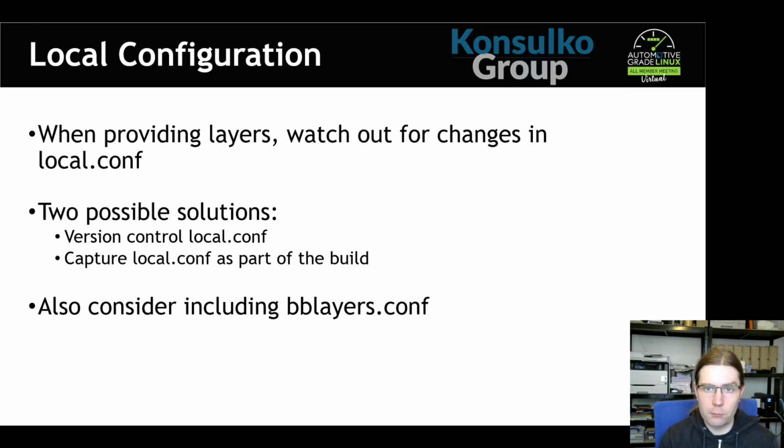One thing to bear in mind when providing these layers is to watch out for any changes made in the local.conf file prior to building an image. You could either version control local.conf, or you could capture this configuration file and any other transient configuration files as part of the build, to make sure that there isn't any configuration that is just applied on a developer's machine and then lost afterwards.